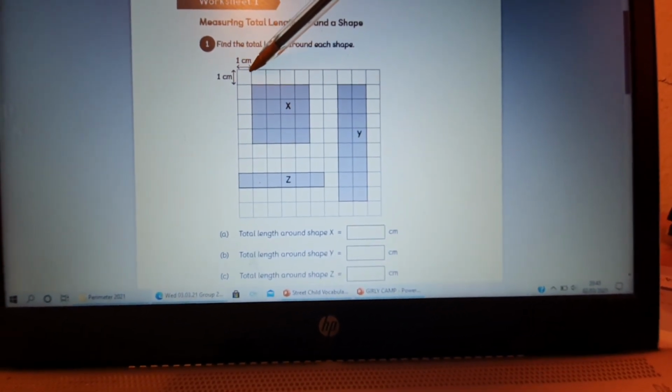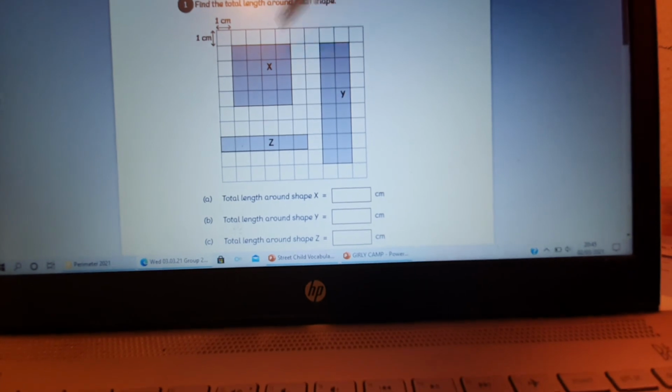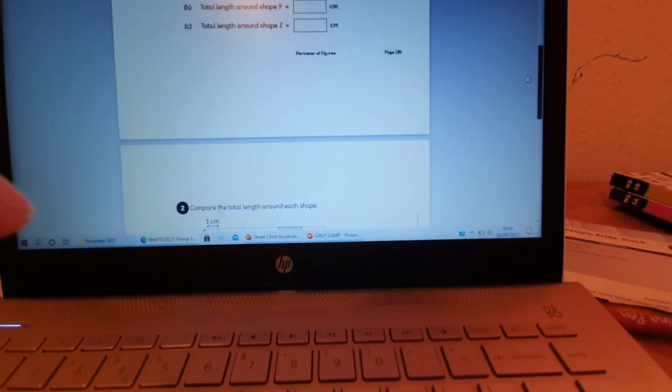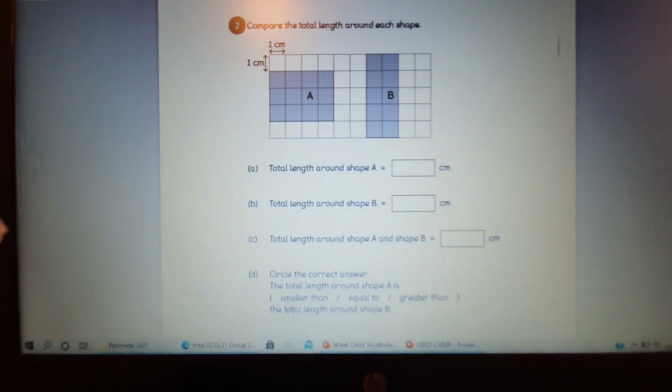Okay, so for your worksheets today, you have got basically the same. Each one of those squares is 1 centimetre. So what is the length, the perimeter around the shape? 1, 2, 3, 4. I'm not going to give it away. So we're just counting around. And the total length around shape X is what centimetres. So you're just counting. And then on to the next question.